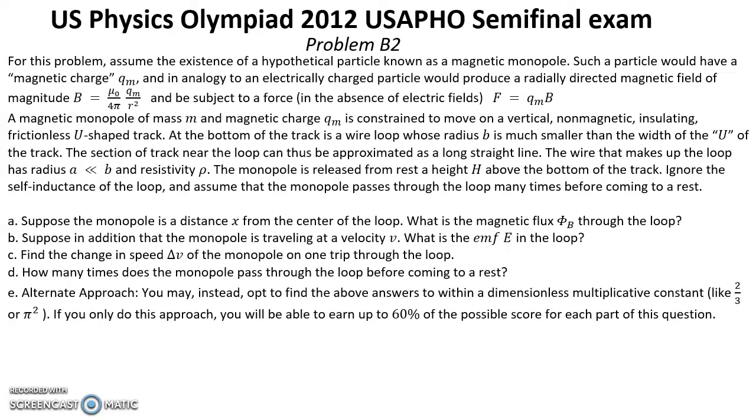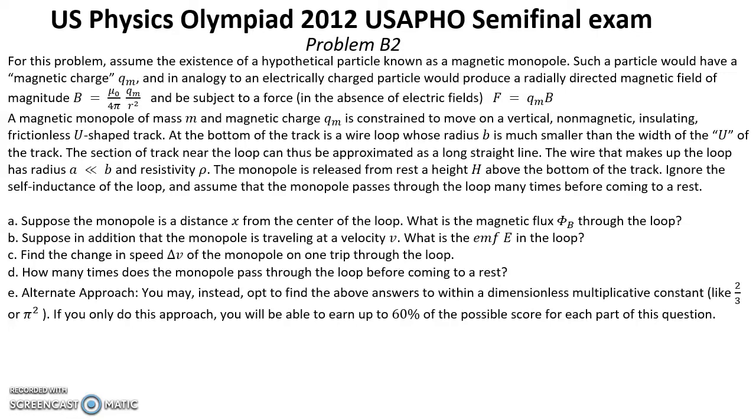The magnetic monopole of mass m and magnetic charge Qm is constrained to move on a vertical, non-magnetic, insulating, frictionless U-shaped track. At the bottom of the track is a wire loop whose radius b is much smaller than the width of the U of the track. The section of track near the loop can thus be approximated as a long straight line.